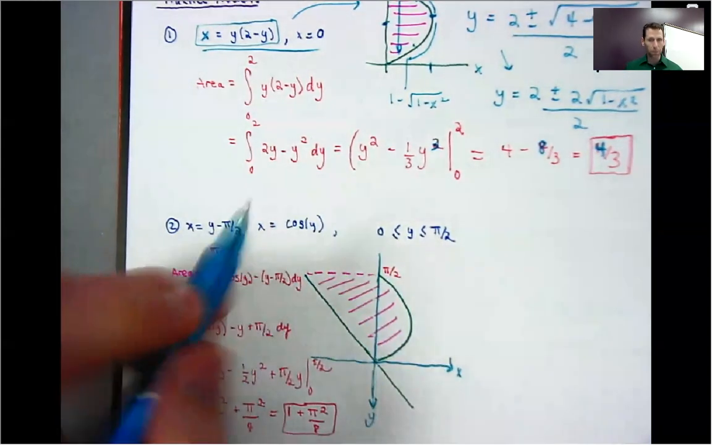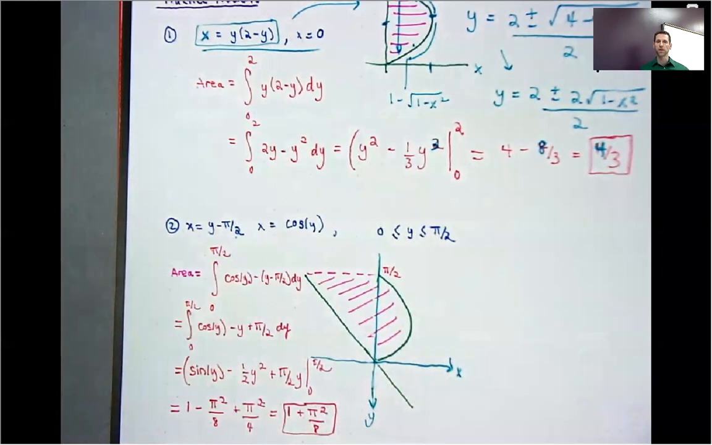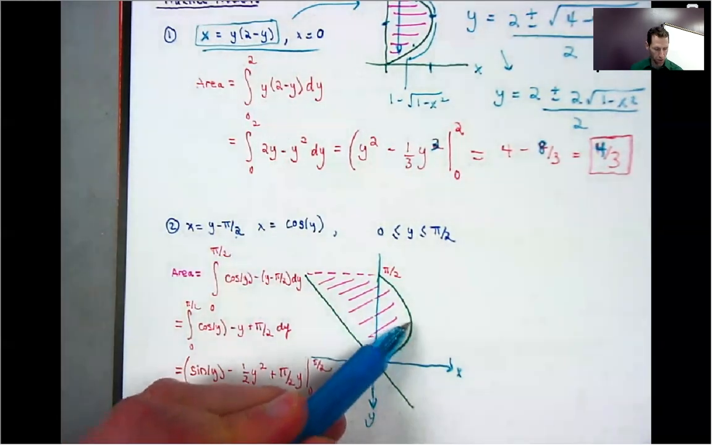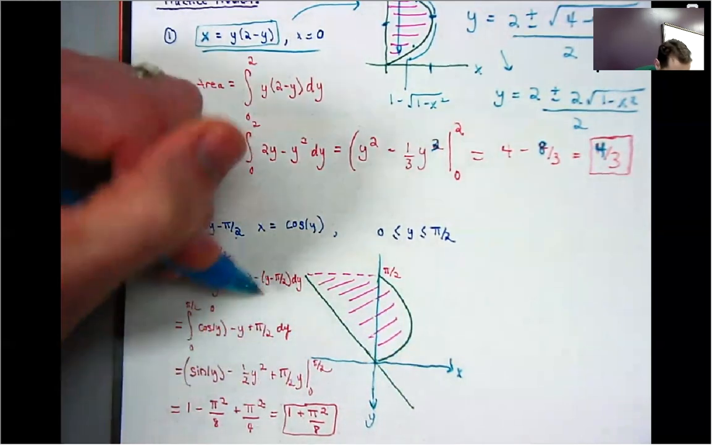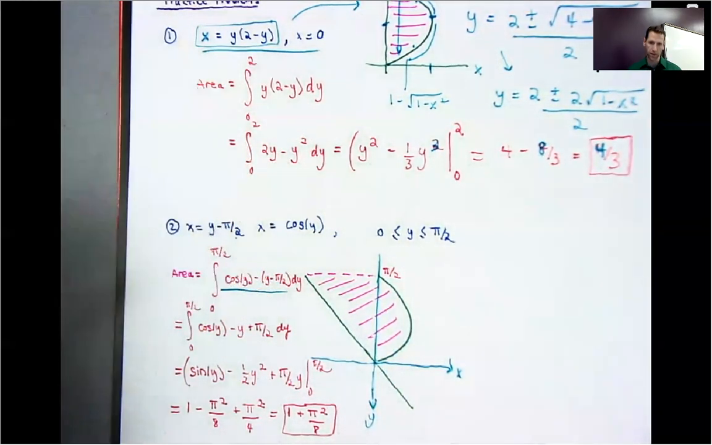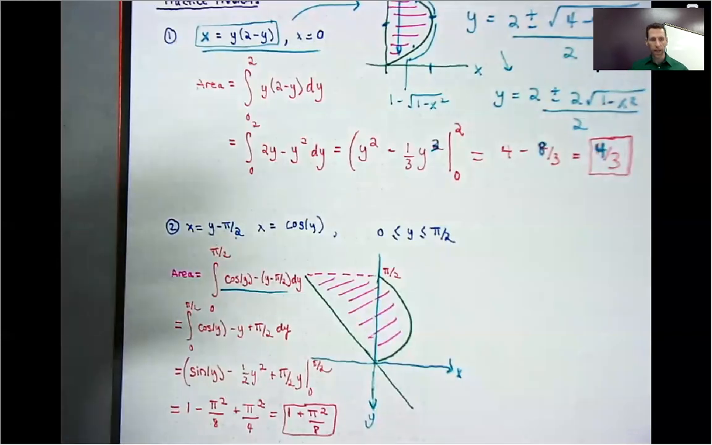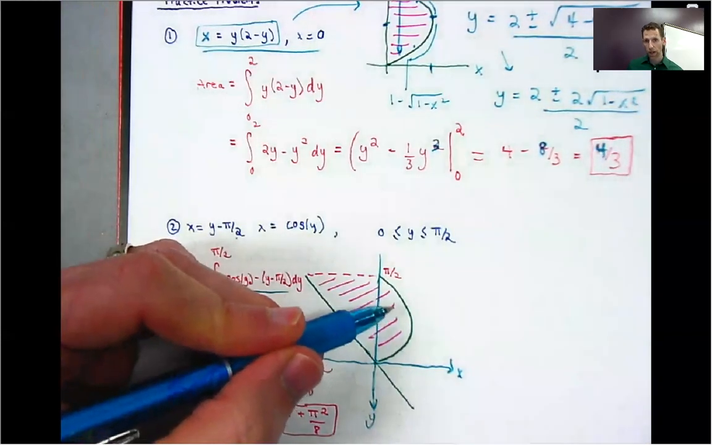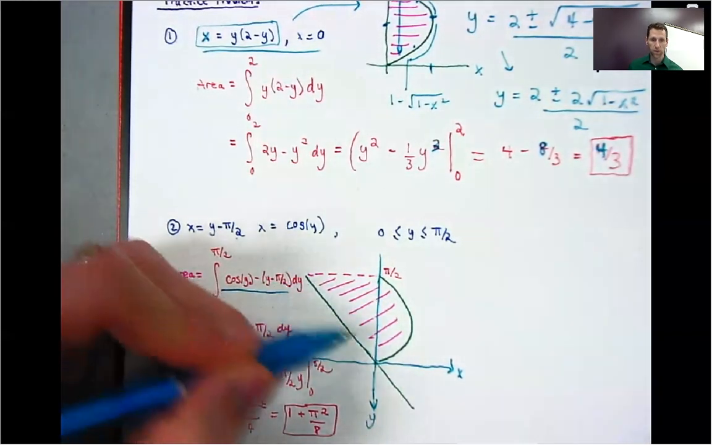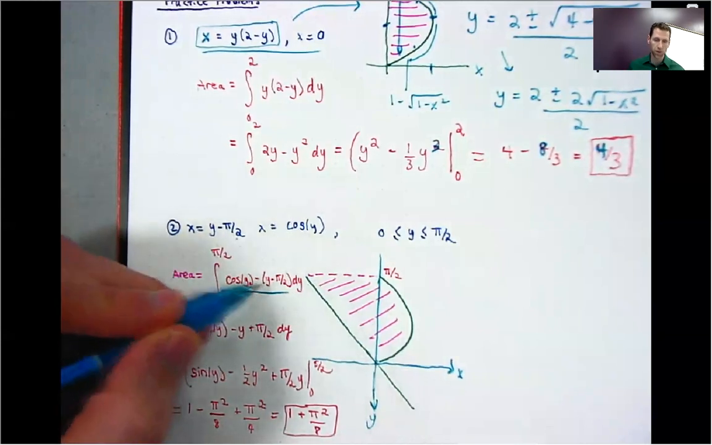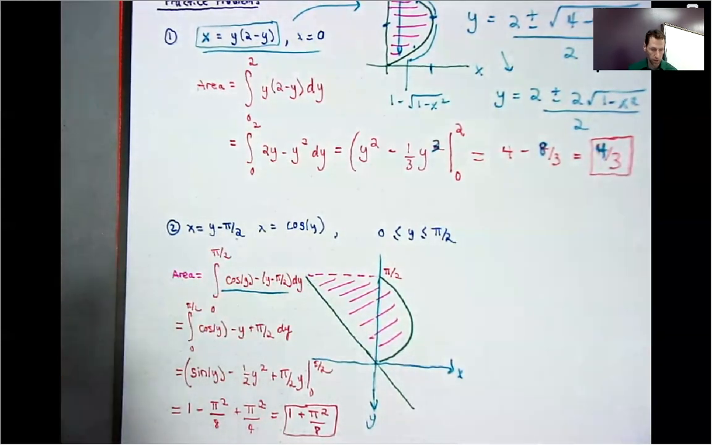So we have to get a picture, because it's important to recognize what's the top function and what's the bottom function. Once I know what the top function is and what the bottom function is, then I know automatically what that integrand is. So I can go cosine of y minus the equation for the line, so cosine of y minus pi over 2. And then I can walk through integrating term by term to get my exact result.